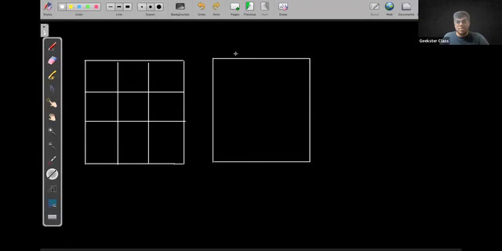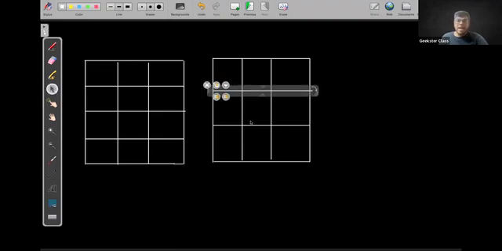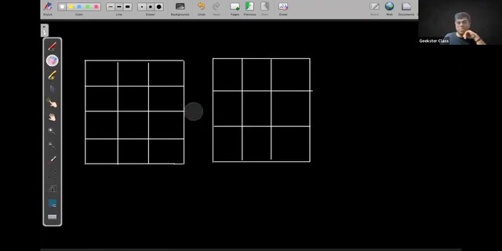3 rows, 4 columns. Or let us take this as 4 rows. And this will be 3 rows, 3 columns only. Is it clear? Can I multiply these 2 matrices? Yes or no? Is it possible? Can I multiply 4 cross 3 with the 3 cross 3?